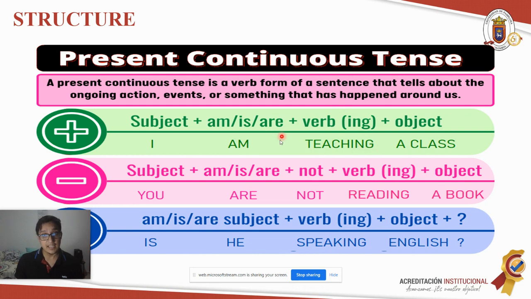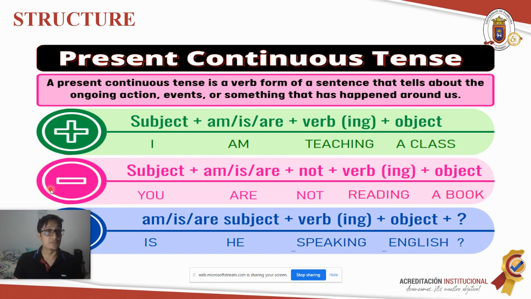After the verb to be, we are going to add the next verb with ing termination, in this case, teaching. This verb is going to tell the reader or the person who is listening to you that this action is happening right now. This is the action that is going to happen in this moment, teaching. And finally, we're going to add the complement or the object, in this case, a class. So the example says, I am teaching a class. And this is what is happening right now. I am teaching you a class. I'm giving you a class.